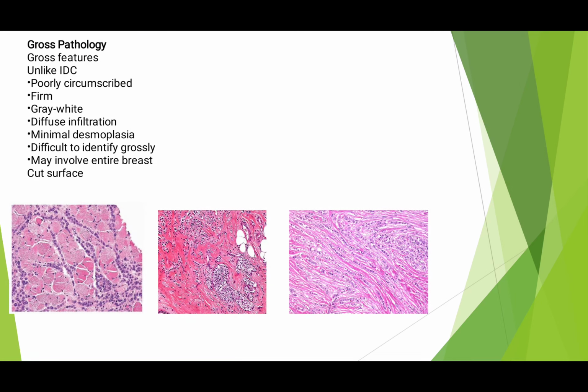Next, coming to the gross pathology. The gross features are, unlike intraductal carcinoma, these are poorly circumscribed, firm, gray white, diffuse infiltration, minimal desmoplasia, difficult to identify grossly, may involve the entire breast.